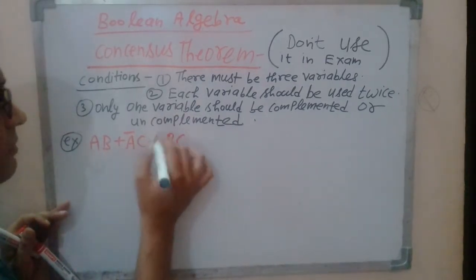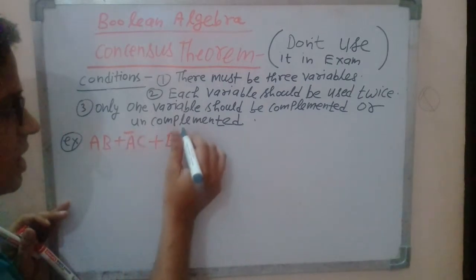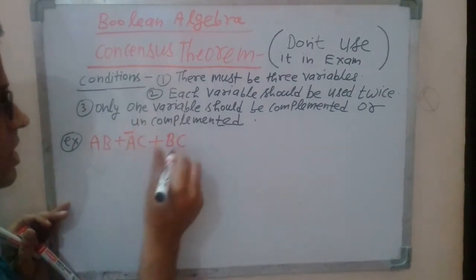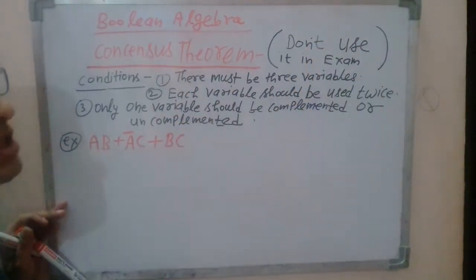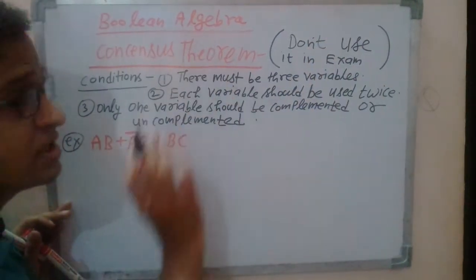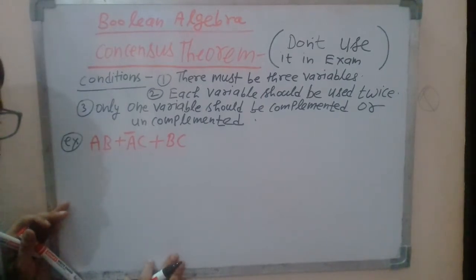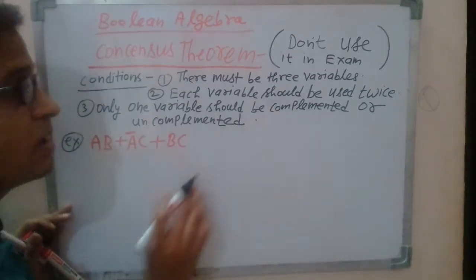Similarly, check variable C. C is coming 1 time here and 1 time here. That means C is also coming 2 times. So each variable is used here twice. That means the second condition is also satisfied. Third condition, only one variable should be complemented or uncomplemented.